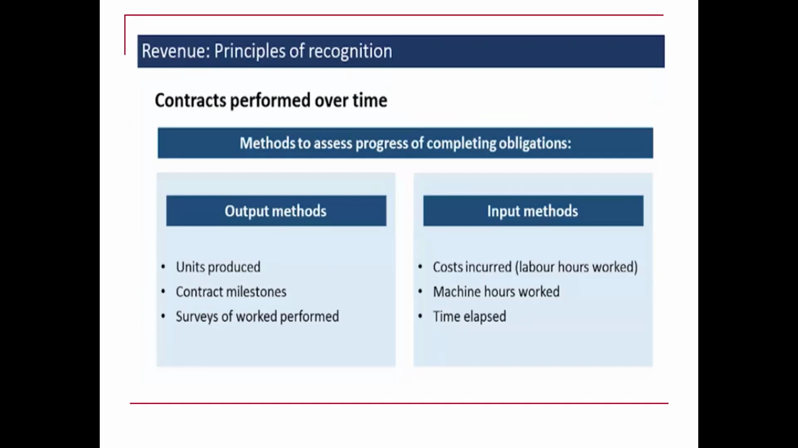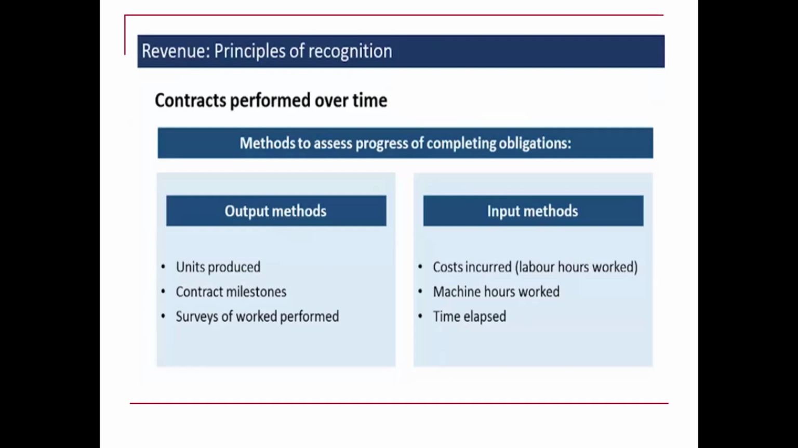So maybe I'm constructing a building for you. The building construction is taking a period of, say, 1 year. Now I want to determine which portion of the revenue I can recognize now. Or let's use an example, say 3 years. Maybe the construction project is taking a period of 3 years. At the end of the first year, I need to determine how much of the amount I've charged you I can recognize as revenue this year. And now there are 2 different methods that we can use. We have the output method and the input method.